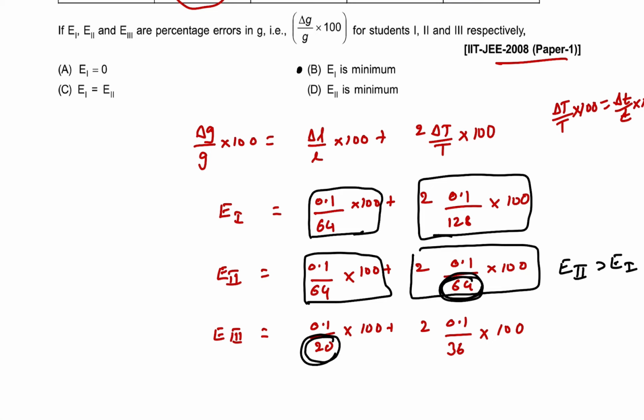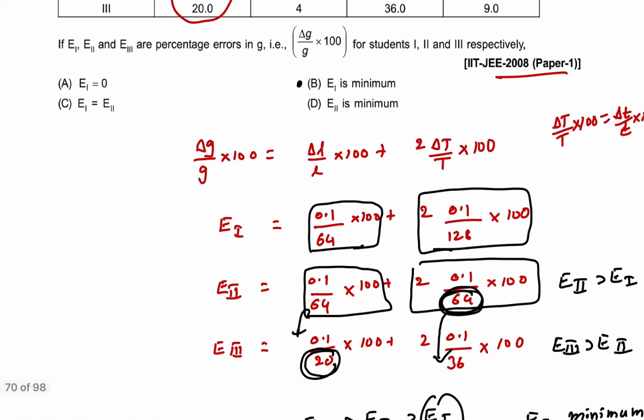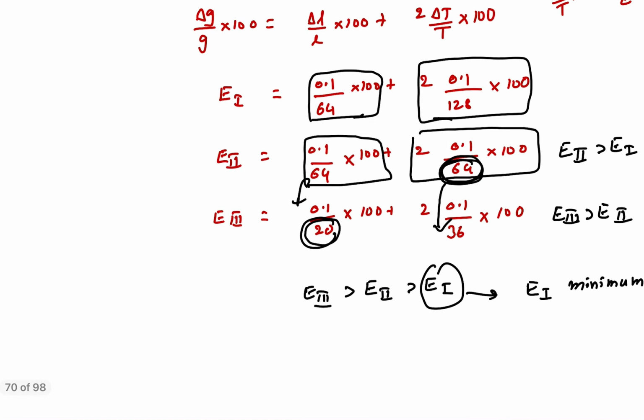Next case, if we see student 3, he is measuring the first term 0.1 by 20. Nothing but the denominator is reduced comparatively to the above case. Similarly, comparatively to the above case 1 by 64 is there, here 1 by 36 is there. So nothing but E3 is greater than E2. Finally, we can say that the student 3 measured delta G by G into 100 is greater than the second student, that is greater than the first student. So it is clear that E1 reading is the minimum reading.